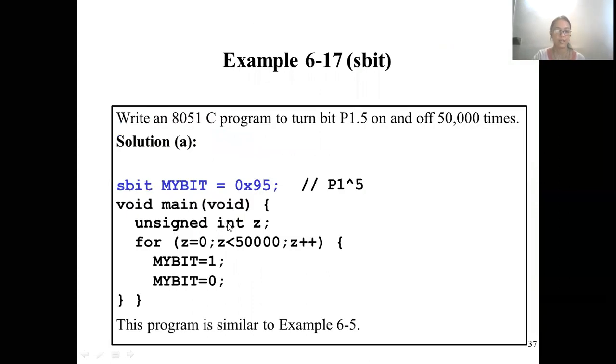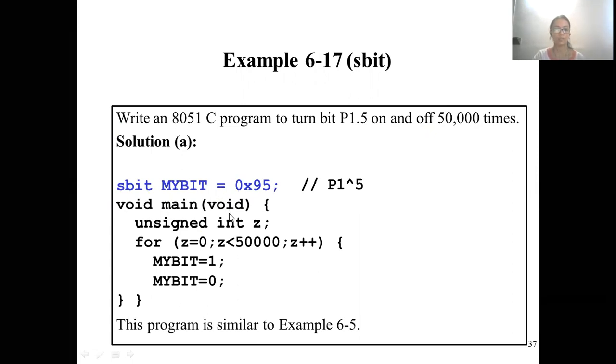Now let's take an example of how to write a program to turn port 1.5 on and off. This is the fifth pin of port 1. If you want to make this fifth pin of port 1 continuously turn on and off 50,000 times, how will we write the C program? We are going to discuss that now. Your sbit mybit is equal to 0x95. Here it will access this data, and a single bit will be accessed.